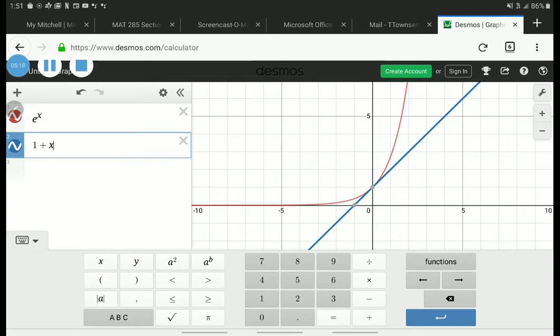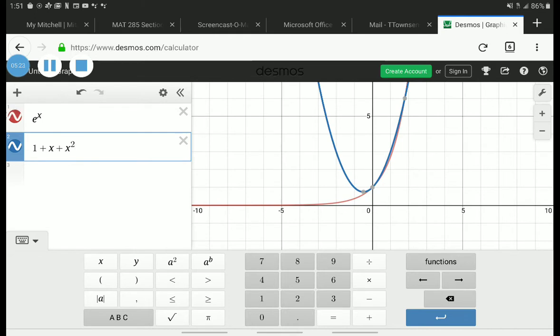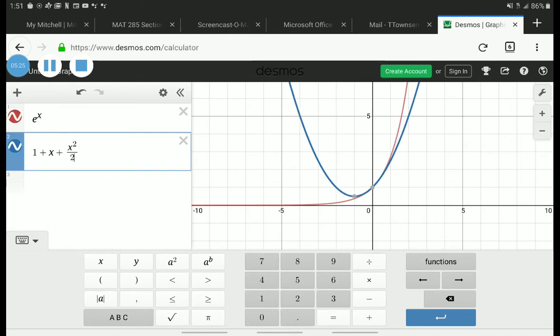But if I add the next term, which was x squared divided by 2, now you can see how that blue curve is really closer to that red curve at 0, which is the center. Let's add the next term. It was x cubed over 6.